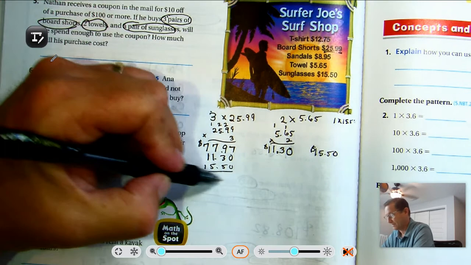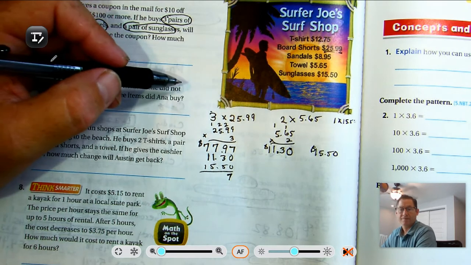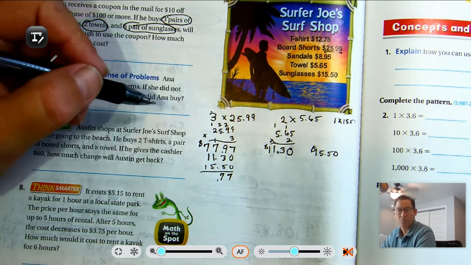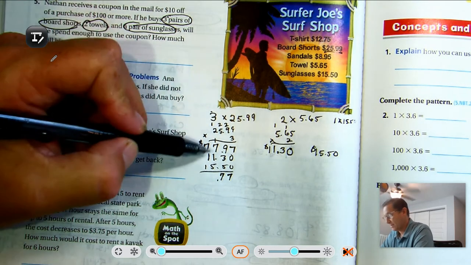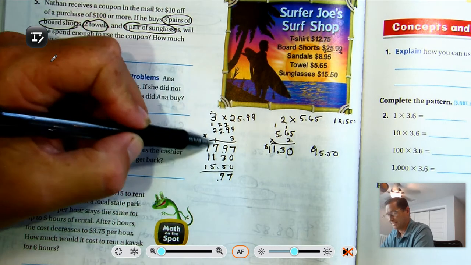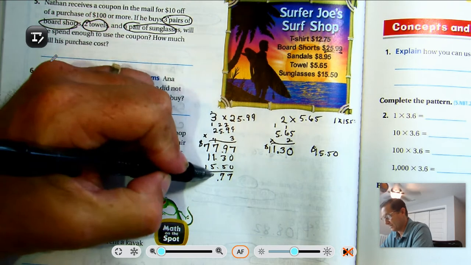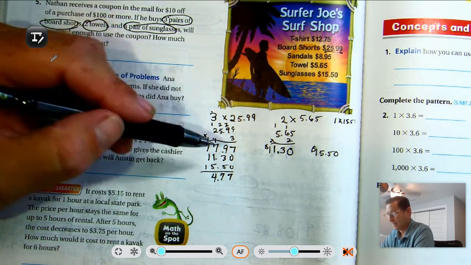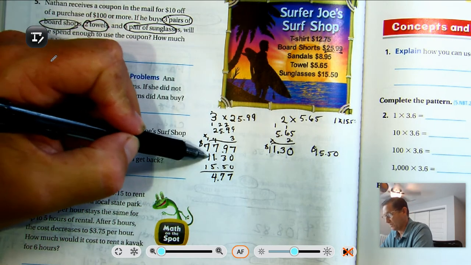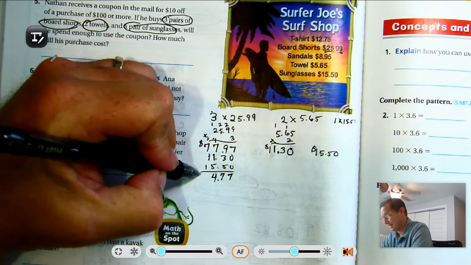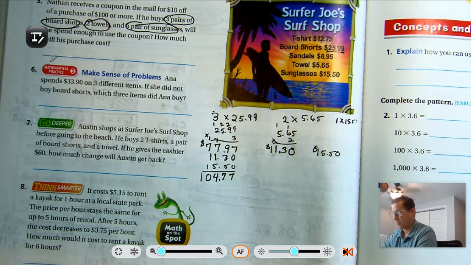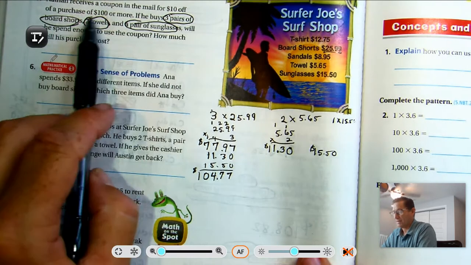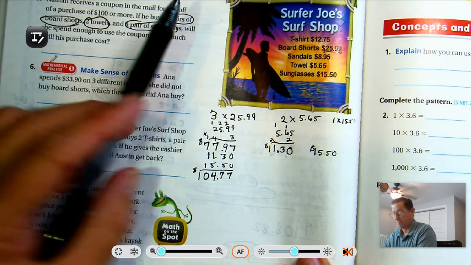All right, 7 and 0 is 7. 5 and 3 is 8, plus 9 more is 17. Let's regroup that as 1 and 7 tenths. 5, 6, 7. 7 and 7 is 14. Regroup that as a 10 and 4 ones. Then we have 7 and 1, 2, 3 ones. That's 10. So he spent $104.77. But if he spent $100 or more, he gets $10 off.